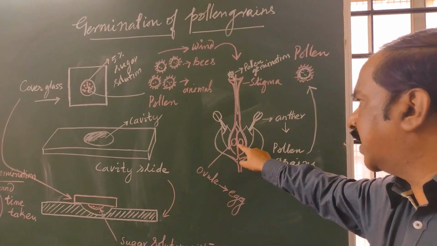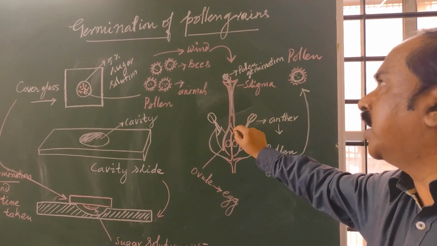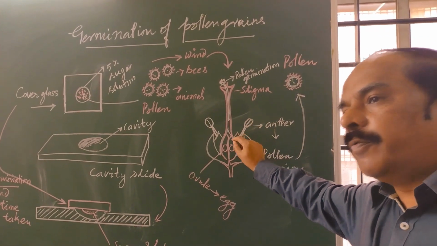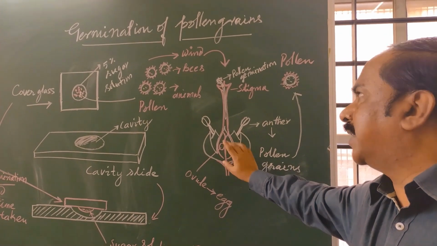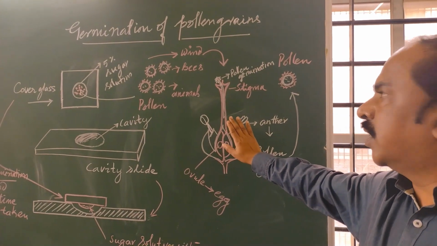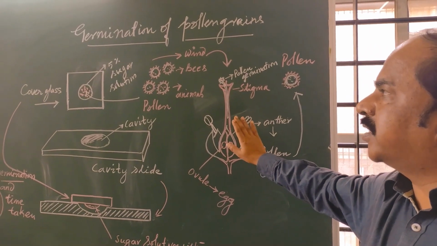In the ovule there is an egg, and the male gamete that is there in the pollen grain will fuse with the egg and bring about fertilization. This is briefly what is fertilization that is happening in case of plants.